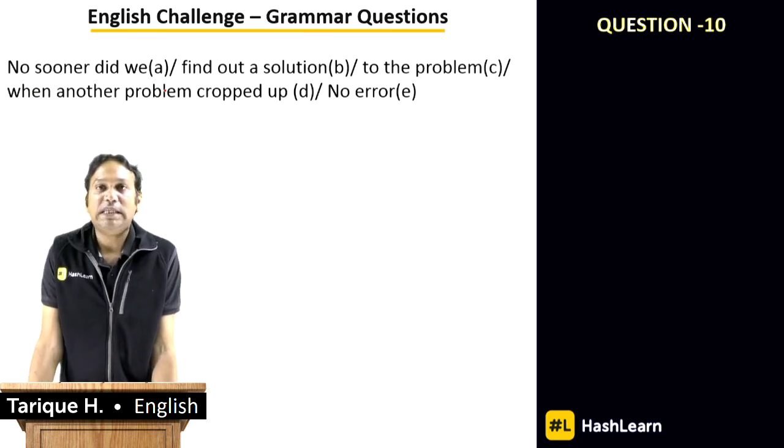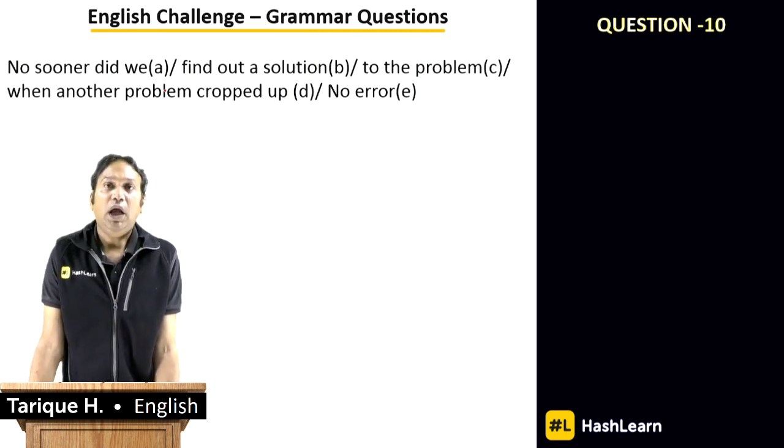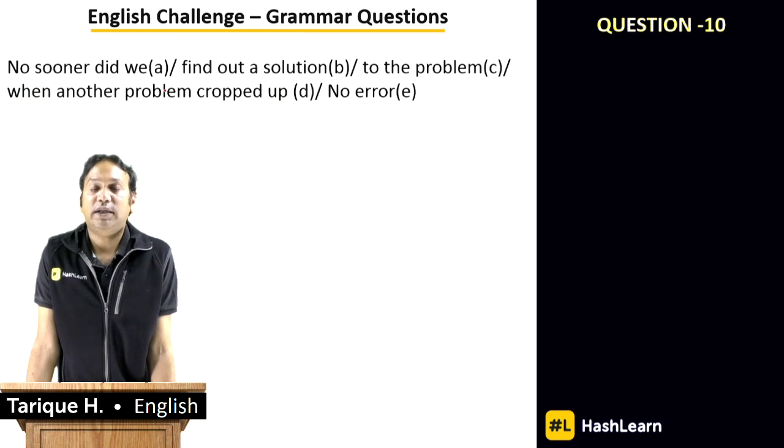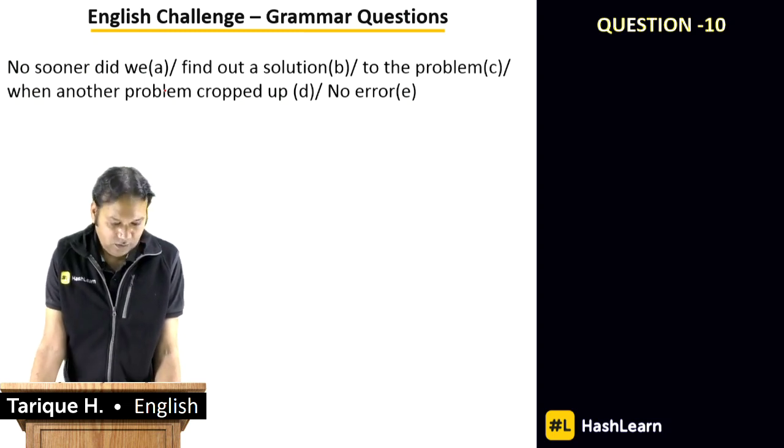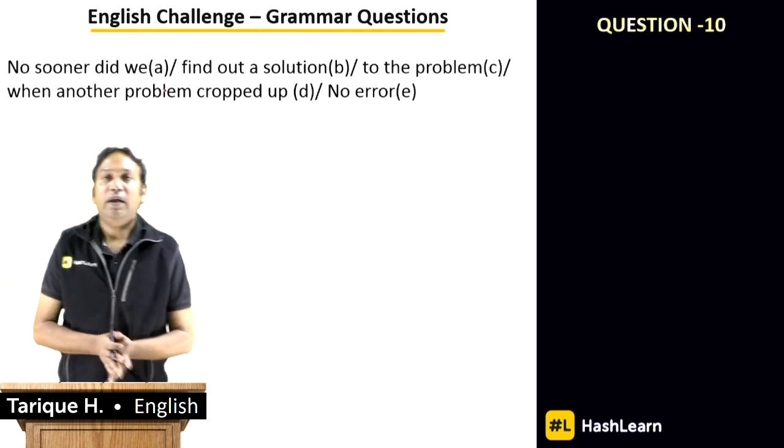Students, we are on question number 10 right now. I hope you all are looking at question number 10. It's a very simple sentence. Read the sentence quickly. I've already given you hints: look at no sooner and think about what should come along with no sooner in the sentence. Question number 10, what is the right answer? Post the answer quickly in the comment section.